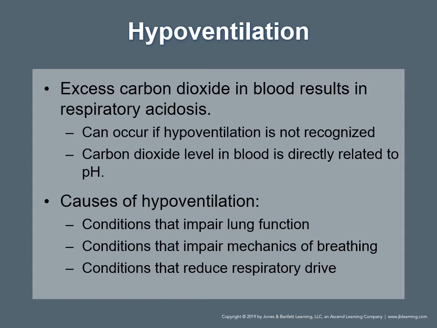Carbon dioxide level in the blood is also directly related to pH. Hypoventilating patients have respiratory acidosis. As their carbon dioxide level increases, their pH level decreases. Many types of problems can cause patients to hypoventilate. Conditions that impair lung function or conditions that impair mechanics of breathing, obesity hypoventilation syndrome, respiratory compromise related to morbid obesity, or conditions that impair the neuromuscular apparatus.